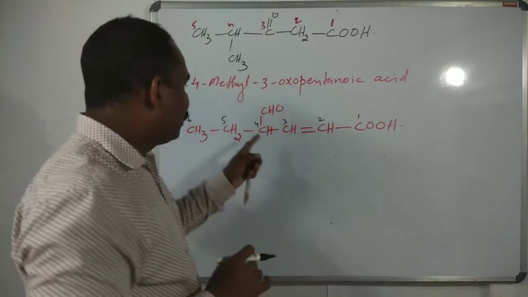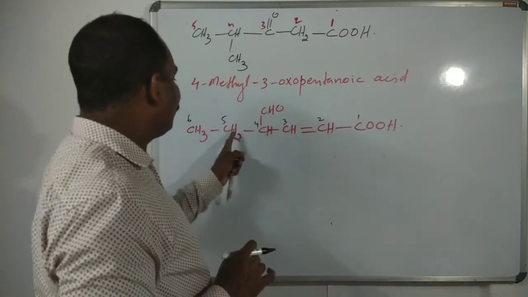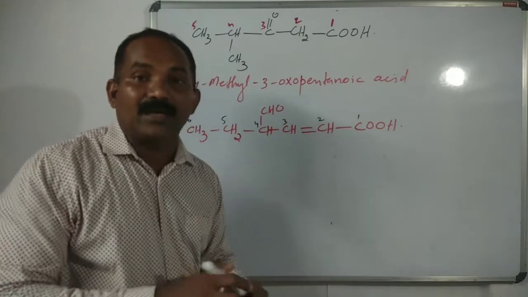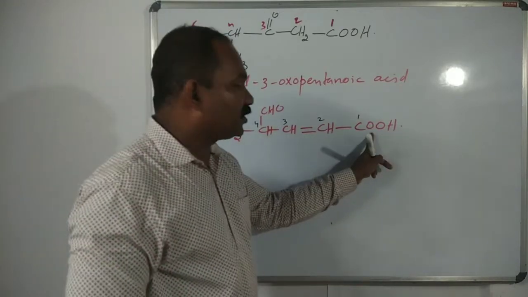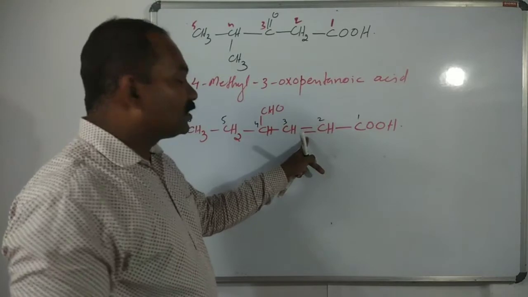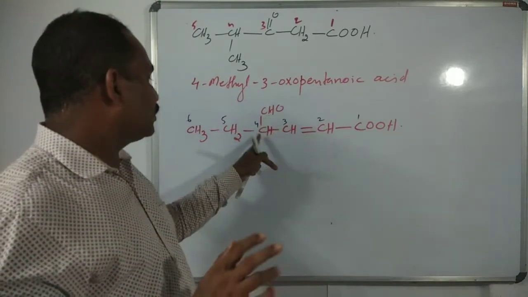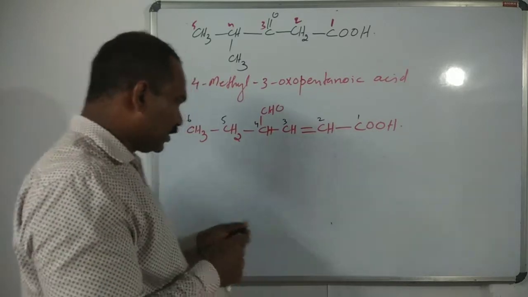4, 5, 6. This is the longest chain, and that chain contains all the functional groups. The COOH functional group is in the chain. The double bond is in the chain. The CHO functional group is in the chain. So this is the longest chain.